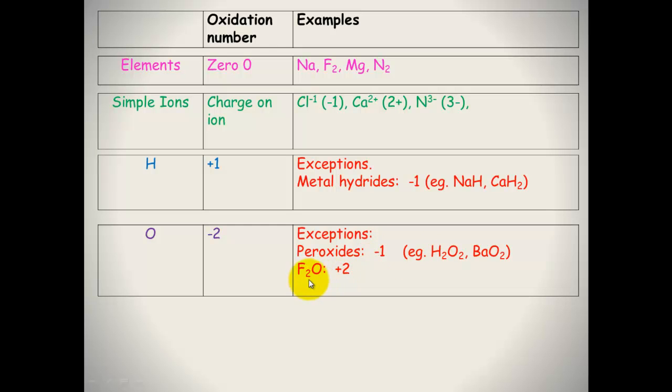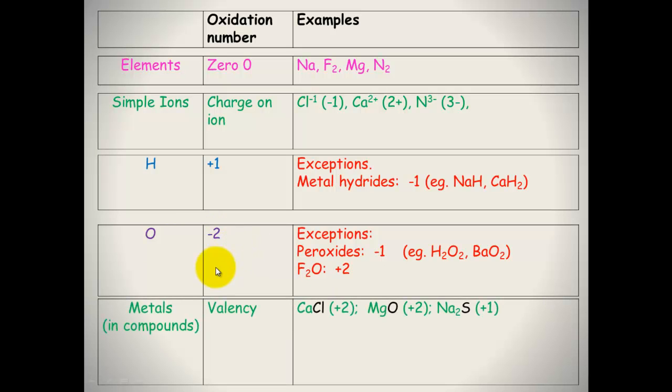There's also another exception: when you see fluorine oxide, it also is an exception, but you'll very rarely see this. So stick to the fact that oxygen has a -2.